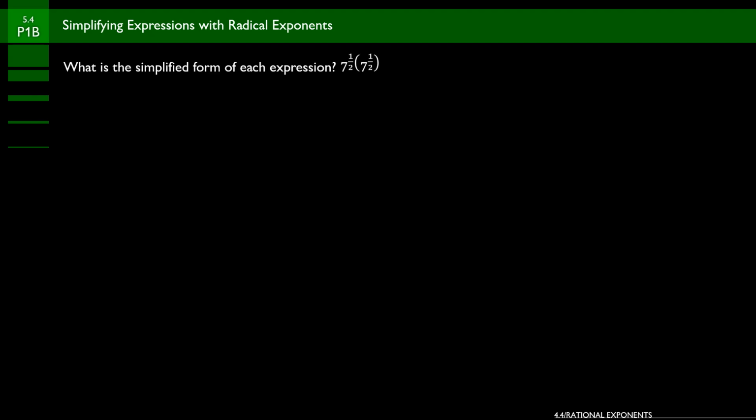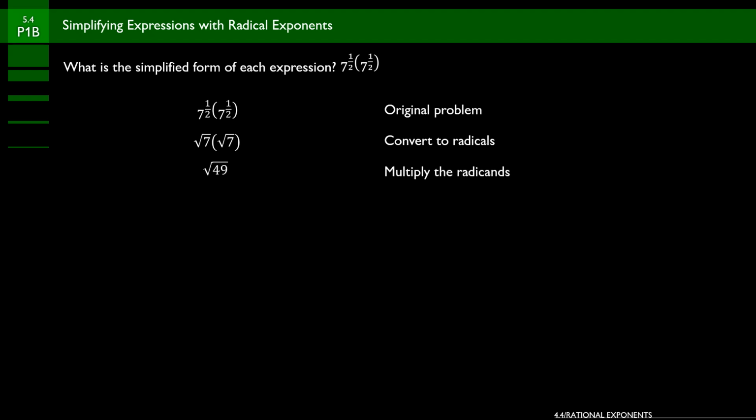So in 1b, we're given 7 to the 1/2 times 7 to the 1/2. What we want to do is change both of those to radical form. So bring the 2 into the nook of the radical, which gives us the square root of 7 times the square root of 7. Multiply those together, square root of 49, which is equal to 7.